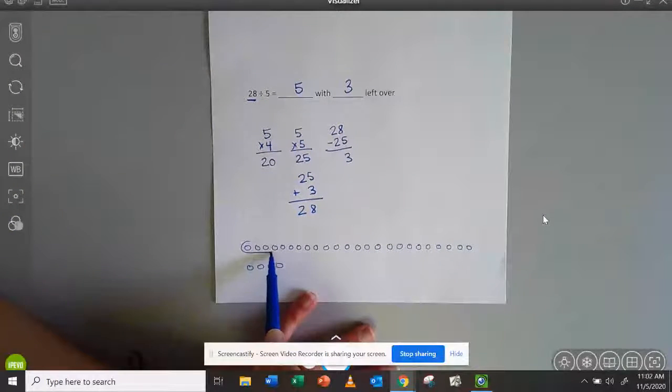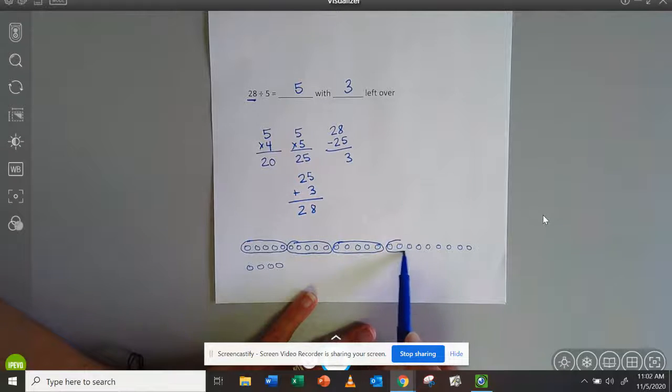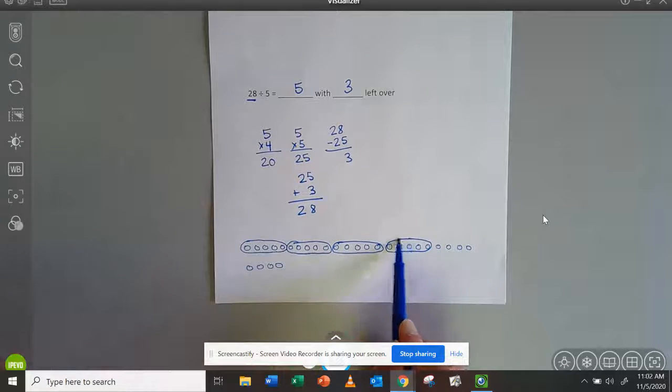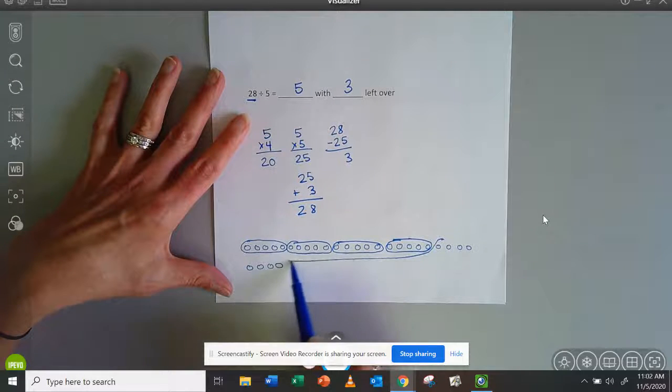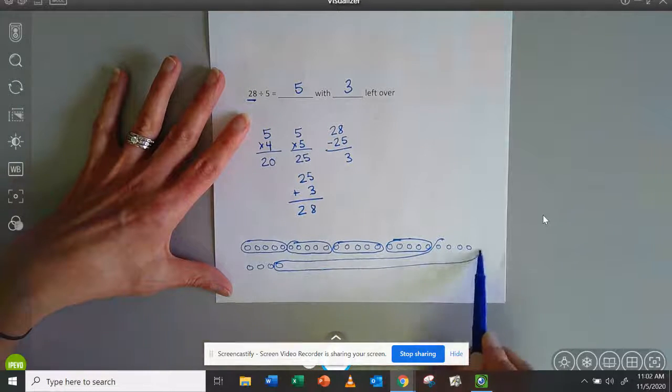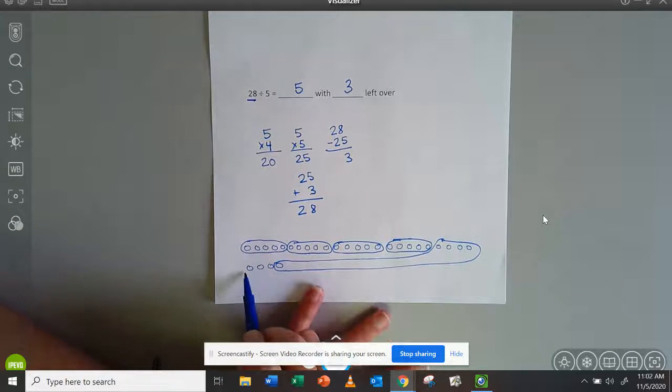So I've got 1, 2, 3, 4, 5. 1, 2, 3, 4, 5. 1, 2, 3, 4, 5. And I'm going to keep going like that. Well, here's 4. That's going to be a funny group. I'll just do that. Okay. There's 5. There's 5. How many are left that can't be put into a group? There is my leftover, or my remainder.